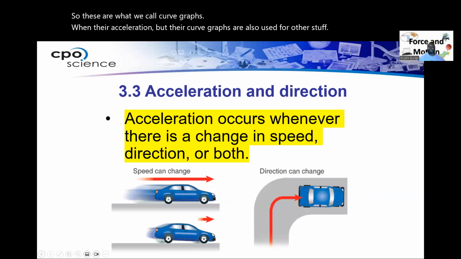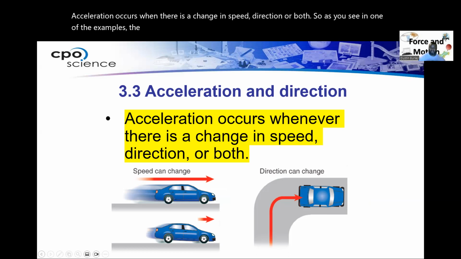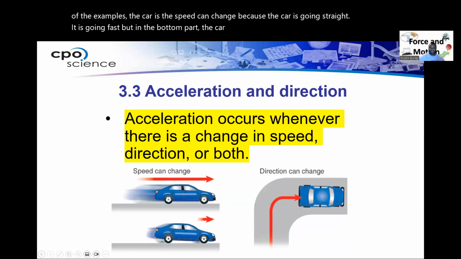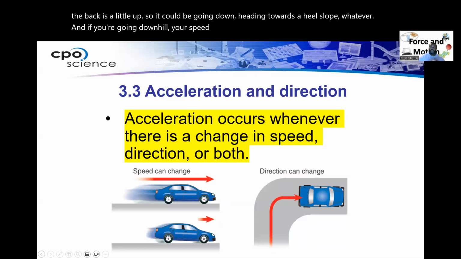Acceleration occurs when there is a change in speed, direction, or both. So as you see in one of the examples, the speed can change because the car is going straight and it's going fast. But in the bottom part, the car is kind of tilted, like the front end is down, but the back is a little up. So it could be going down, heading towards a hill, slope, whatever. And if you're going downhill, your speed increases. When you're going uphill, your speed decreases.